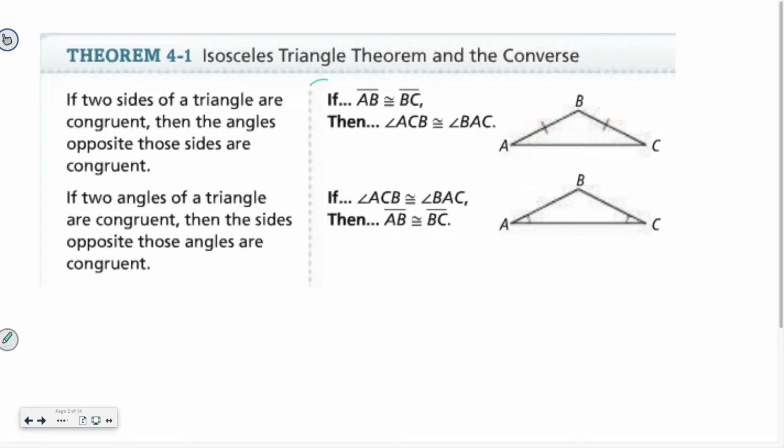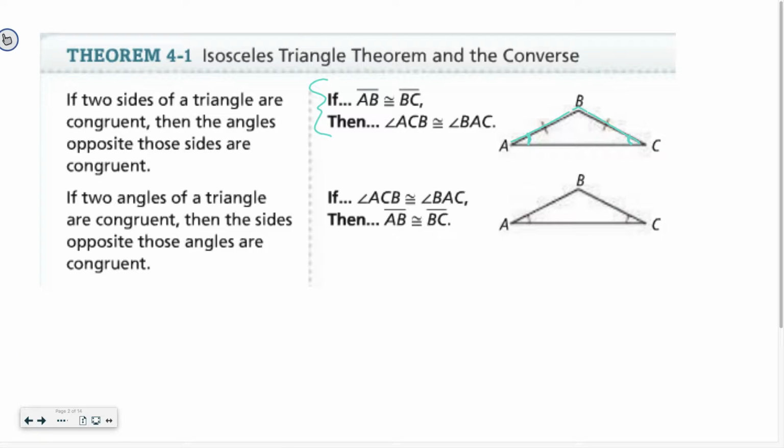So our theorem is if segment AB is congruent to segment BC, then angle ACB is congruent to angle BAC. So if you have a triangle where you have two legs that are congruent, it's isosceles, and that means that the two angles that are not formed by those legs are congruent. The angle formed by those legs would be right here, formed by those blue lines, so don't include that one. It's the other two angles, so in this case, angle A and angle C.